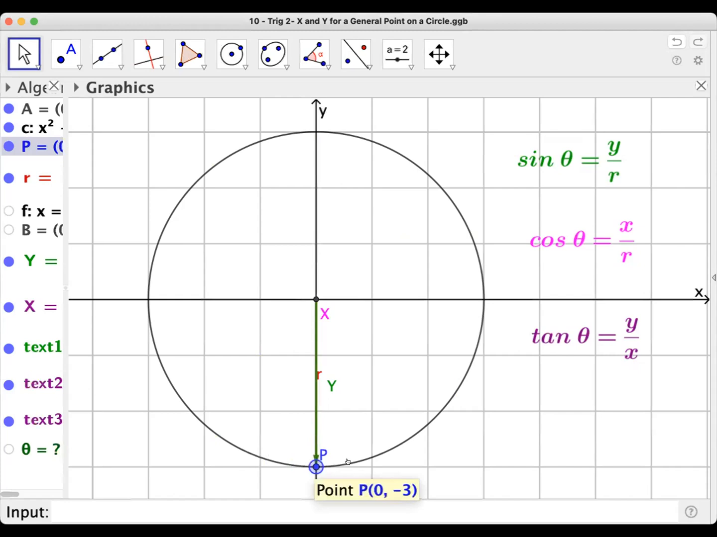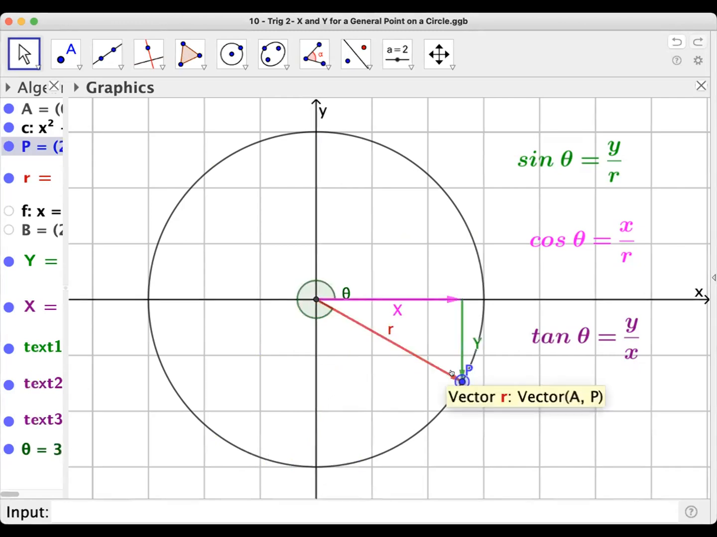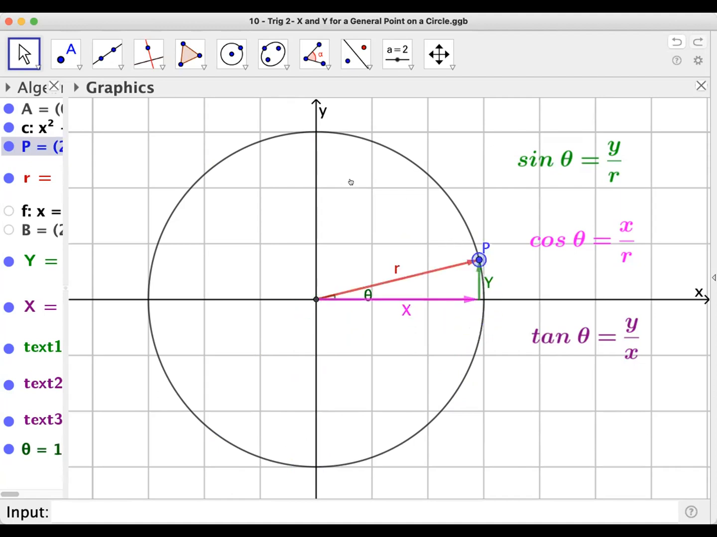As we go from 270 to 360 degrees, which is going to coincide with 0, Y value again begins to diminish and becomes 0, and X value becomes equal to the radius. Okay, so that is what happens as we go around in a circle, right?